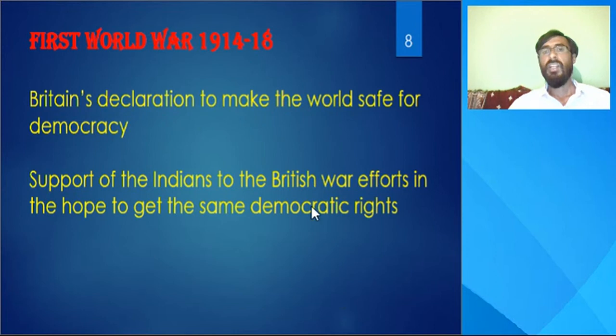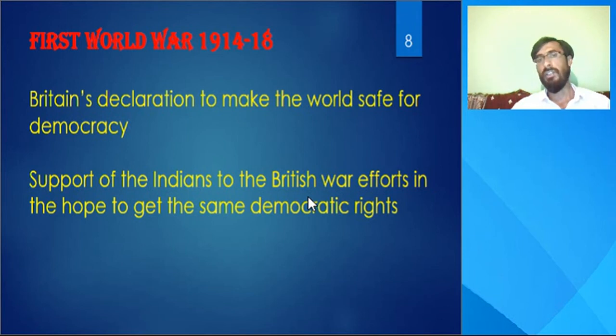Then another factor which forced the government to provide some reforms, to provide some relief, was the First World War. This World War started in 1914 and continued till 1918. Britain also joined this war and made a declaration that it was going to participate in the war to make the world safe for democracy. Indians realized that the same democratic rights would be given to them after the end of the war. Therefore, they supported the British war efforts. On the other hand, they continued their demand for self-government.